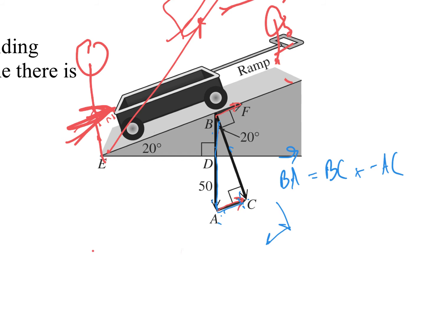Remember what I said about BC was the force, because there's weight on the ramp, and therefore the ramp is being pushed down. So that's the force on the ramp. Okay, this is the force that the wagon has been given by gravity.